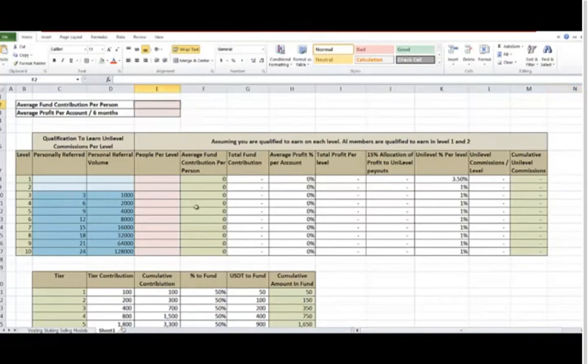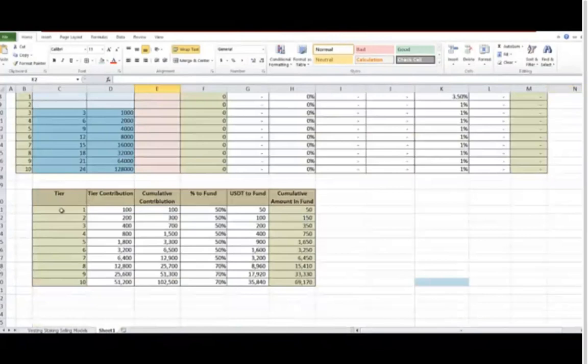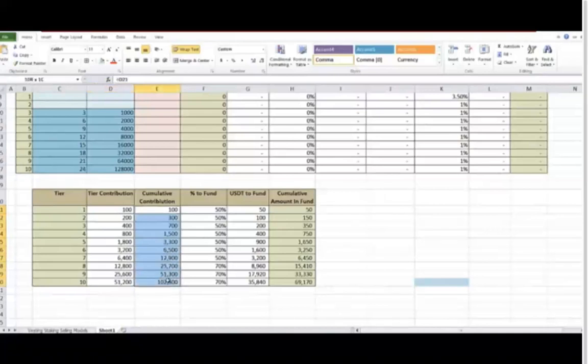So how do you do that? How do you work out where that comes from? Well, if you scroll down a bit lower, you'll see the 10 different tiers that somebody can come in with in D.AI.SY, starting with a $100 contribution to the crowd fund, adding 200, adding 400, all the way up to the 10th tier contribution of 51,200. So your total cumulative contribution is in this column here.